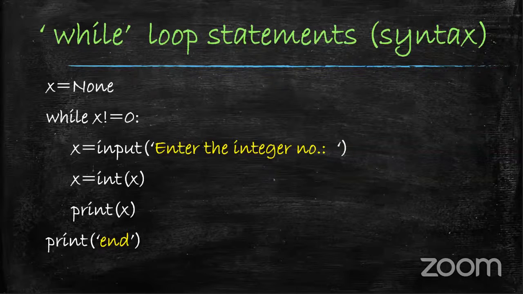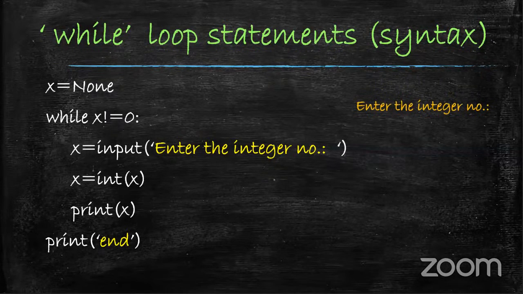Print end. And how did we come to know that print end is outside the block? It has no indent, right? It is just like while, exactly below the W of the while. So there is no indent. That means it is not part of the block, right? Good. So let's see the output.